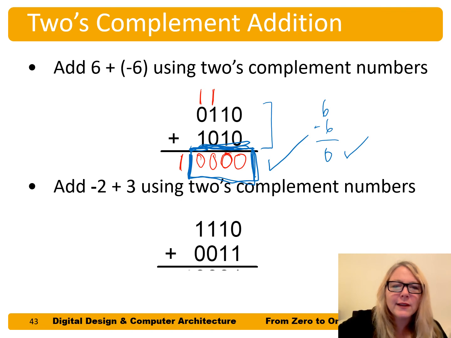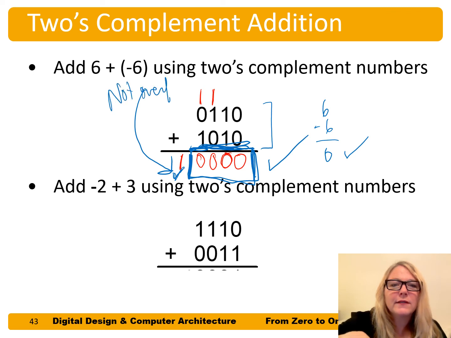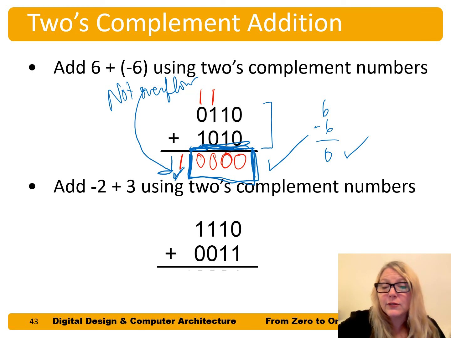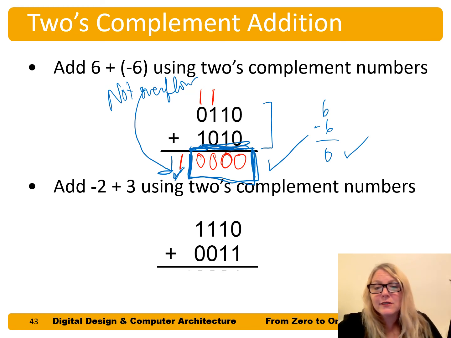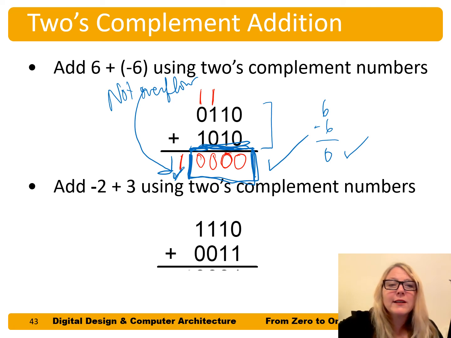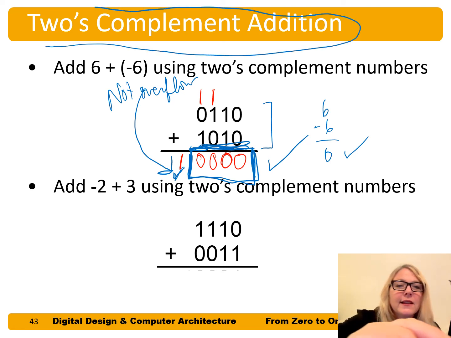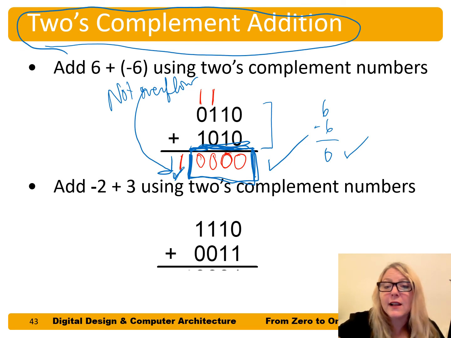And so what's going on here? What's this 1? Is that overflow? No. In 2's complement addition, that does not indicate overflow. It's just a carry out of the most significant bit. This bit does not indicate overflow for 2's complement addition. It does for unsigned binary addition, which is what we started with in this chapter. But for 2's complement addition, that carry out of the most significant bit does not indicate overflow.